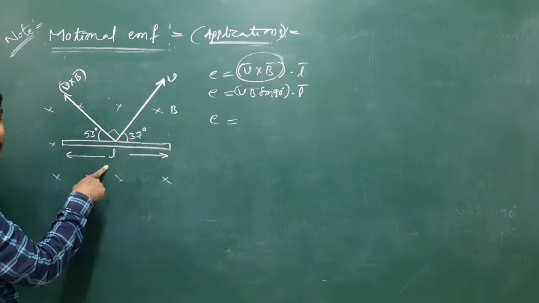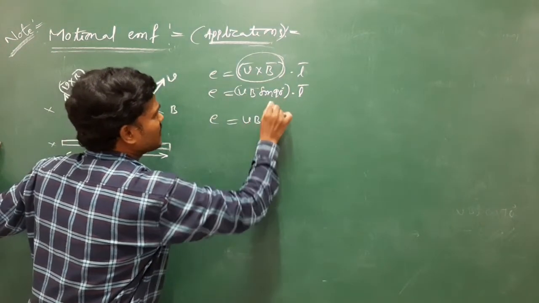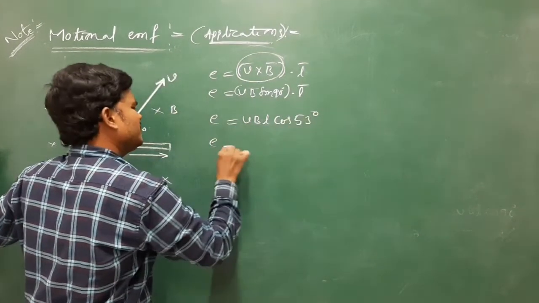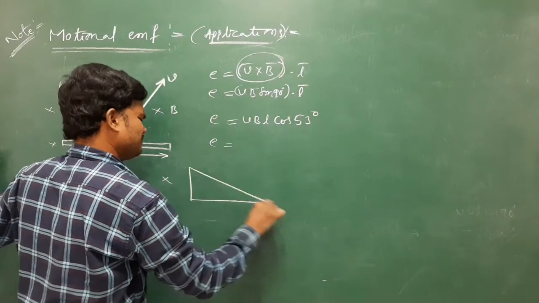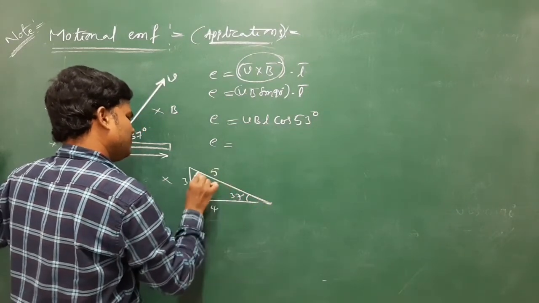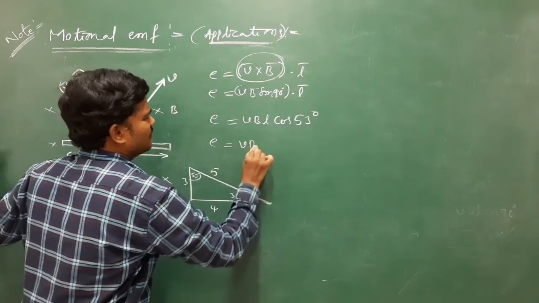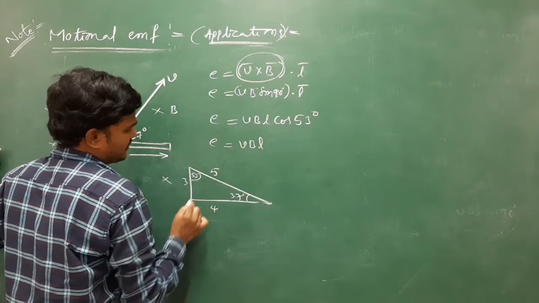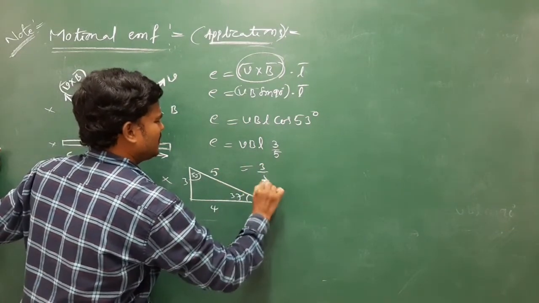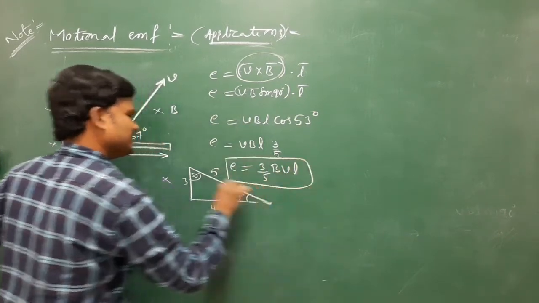Now, what is the angle between V cross B and L? V cross B and L is 53. So V B L cos 53. You remember the 37, 3, 4, 5 triangle; this is 53. So V B L cos 53 is 3 by 5 B V L. So this is the answer.